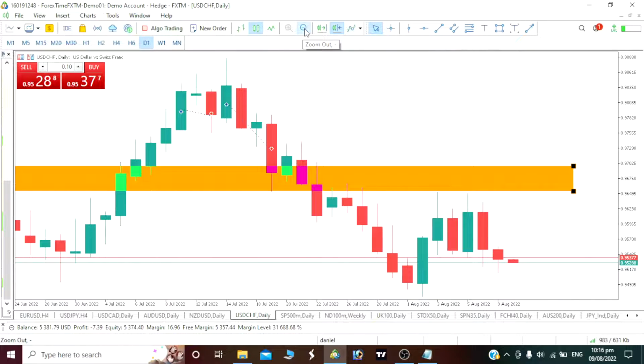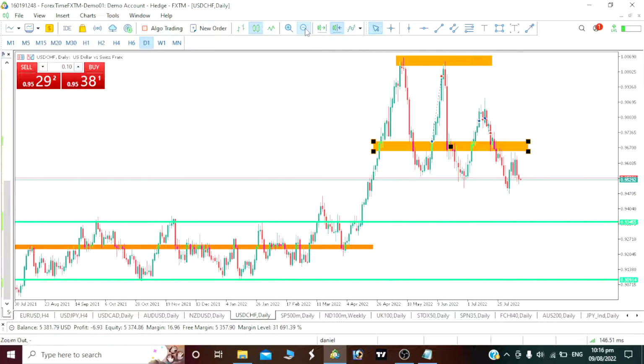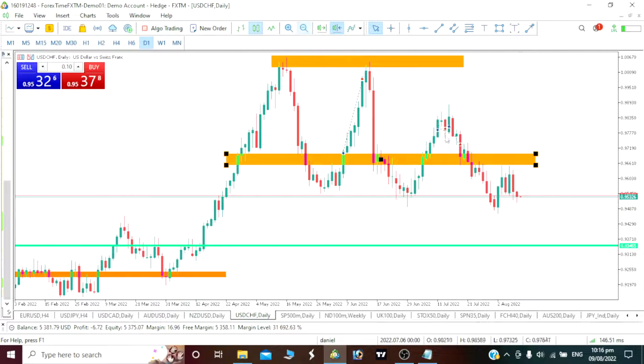Starting with our USD Swiss franc from the day. Start with our daily time frame. You can see it's full trend. We are starting to go up, and now our price is at least ranging within this area here, which is about, I'll call it our support level here and our resistance level.